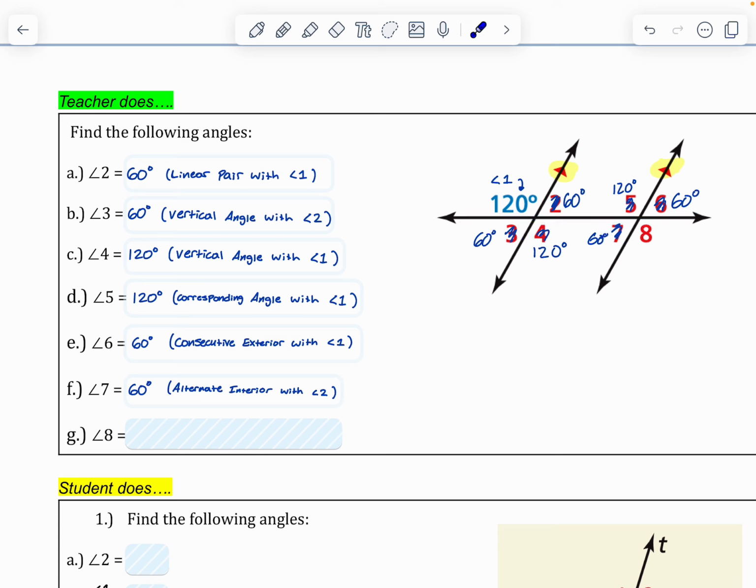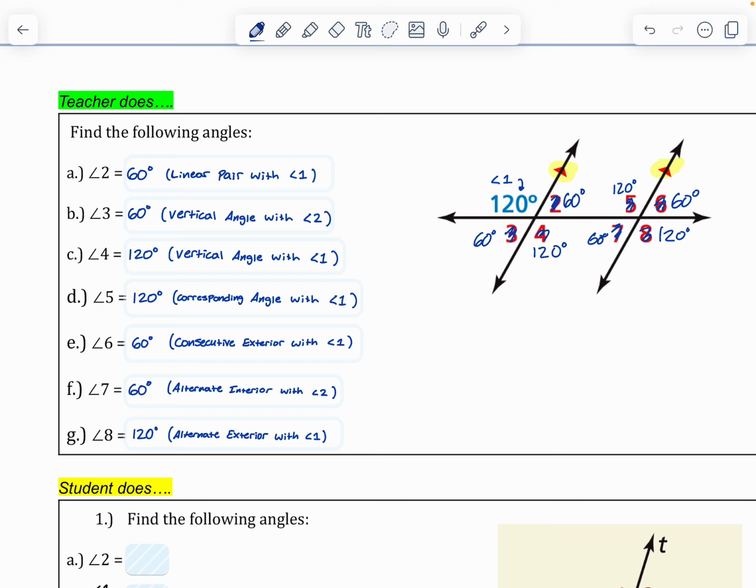The last one that we have is angle 8. Think if there is a relationship between angle 1 and angle 8 based on the ones that we've seen. Yes, there is. Here's my transversal, my 2 parallel lines. They are alternate, opposite sides of the transversal, and exterior, both outside the 2 parallel lines. Which means that they are alternate, and anytime we see alternate, we know that those angles are congruent. This one's 120, that one's also going to be 120.